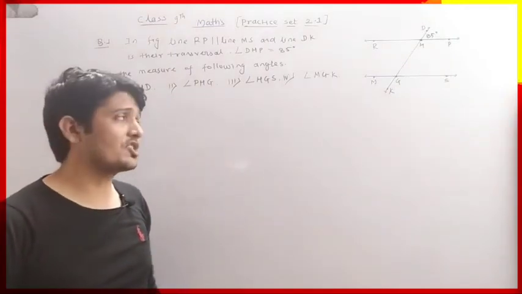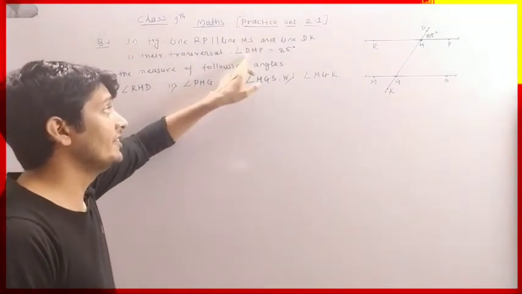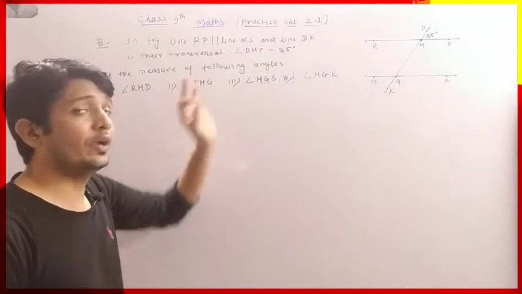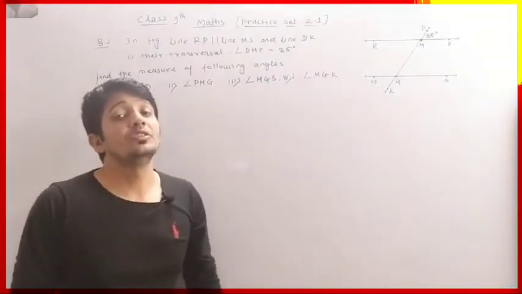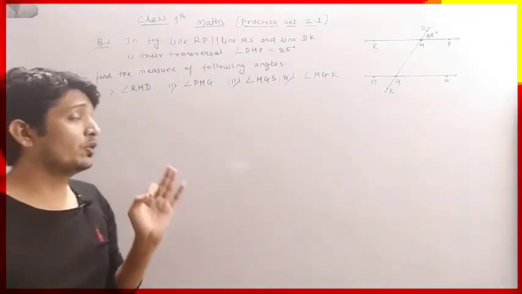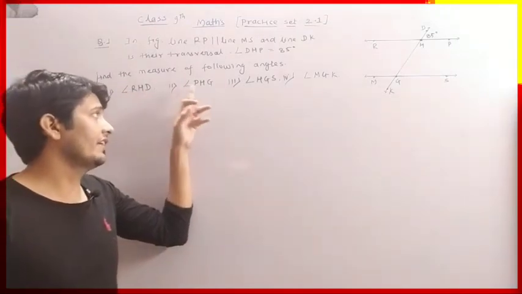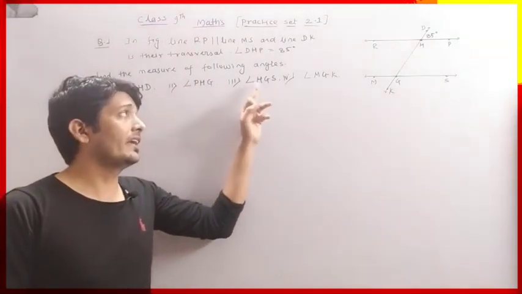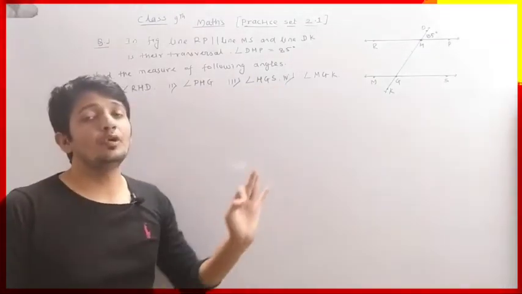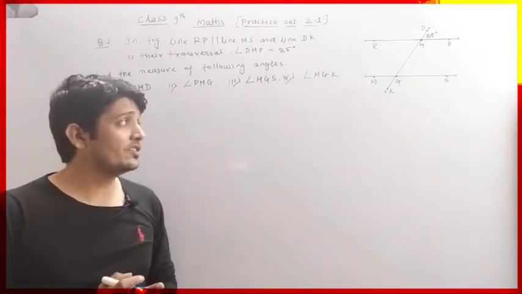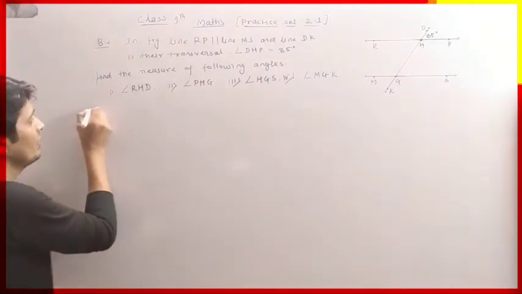Okay, DK is the transversal. If DHP is equal to 85 degrees, so this angle is 85 degrees, then we have to measure the angle RHD, second angle PHG, third angle HGS, and angle MGK. We have to measure their values. Okay, so first we have to write the given part.